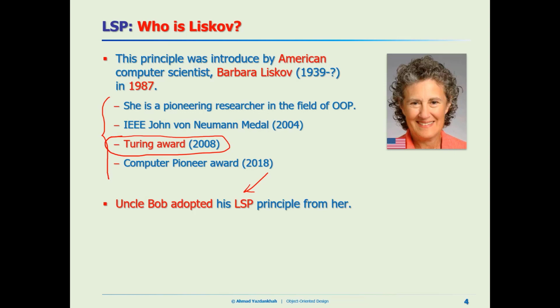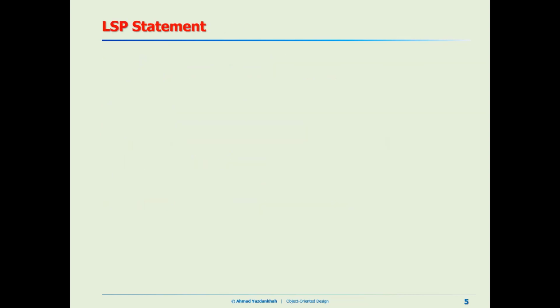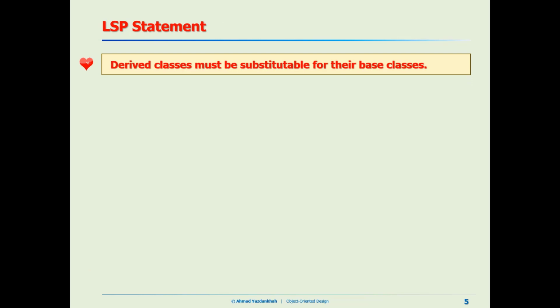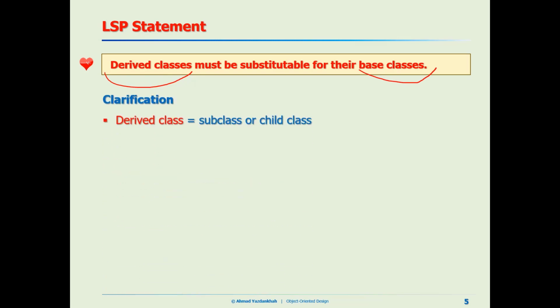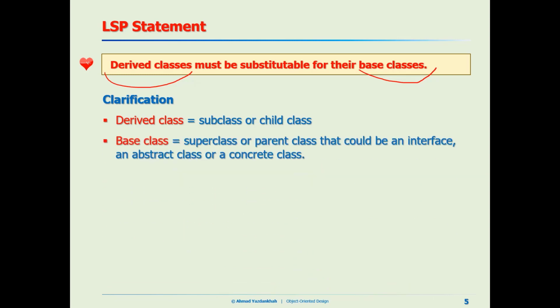Okay, our next step is to see what this LSP statement is. It says that derived classes must be substitutable for their base classes. So we need to clarify what these derived classes and base classes are. Derived class is equivalent to subclass or child class, and base class is the same as superclass. In summary, what is this statement saying? We should replace this with the subclasses. So let's say subclasses must be substitutable for their superclasses.